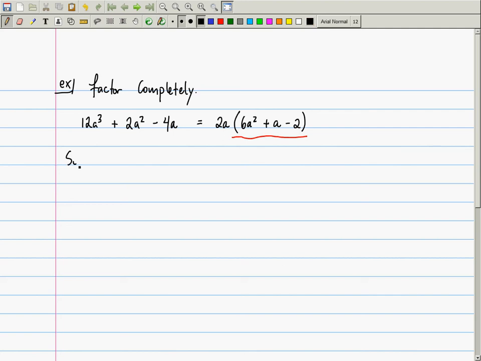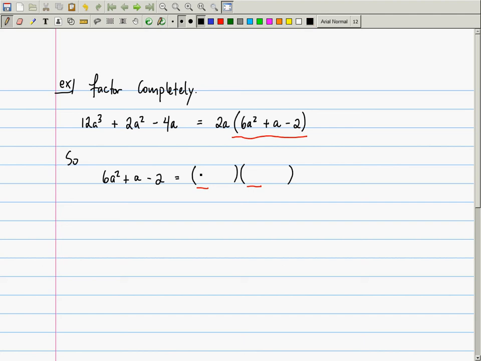So, let's try and factor just this term. 6a squared plus a minus 2. Okay, so we're hoping, right, this is just sort of guessing at this point. We're going to guess that it factors into something like this. I need two things to write here, and I need their product to be what? 6a squared. I need two things such that their product is 6a squared. So what do you think I can write right here?